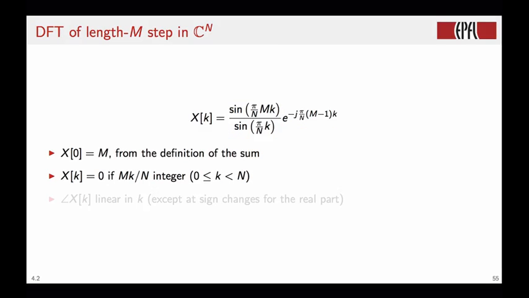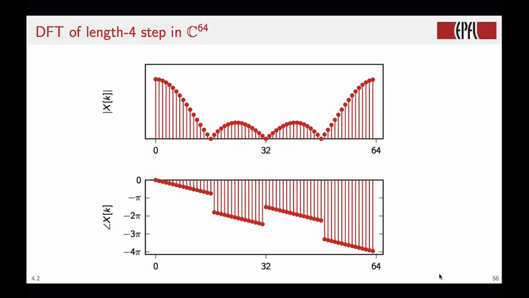Another point to notice is that if k is a multiple of N over M, then the numerator here will be equal to 0, and so the DFT coefficient will be equal to 0. Finally, the phase, which depends only on this complex exponential here, is linear in k, as you can see from the formula, except for sign changes of the real part, where we will have a jump of pi. So if we plot this in magnitude and phase, we have that the shape looks like so.